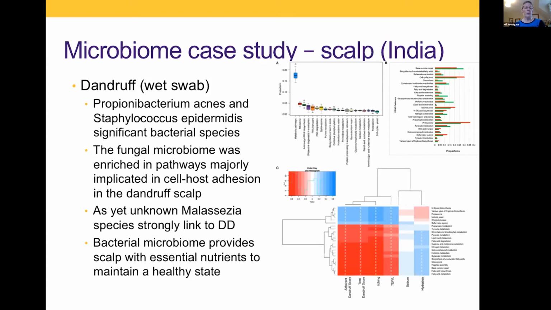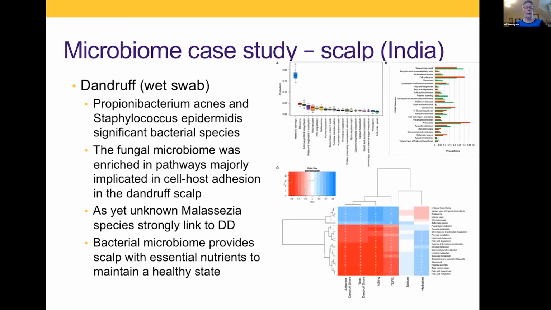And they came out with the conclusion that P. acnes and Staph epidermidis are significant bacterial species on the scalp. We often thought in dandruff that it was all about the fungus, but actually the bacteria are very important. They did find that the fungal microbiome was enriched in pathways, that's looking at the physiology, implicated in cell host adhesion in the dandruff scalp, which is quite interesting.